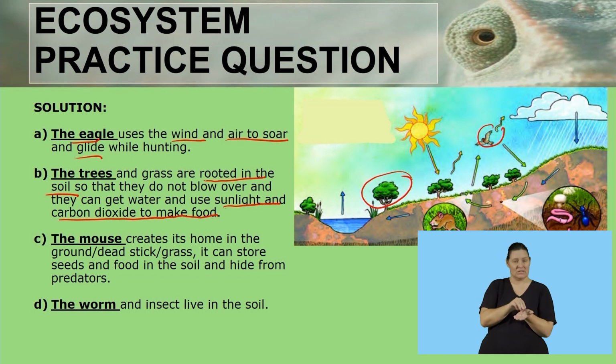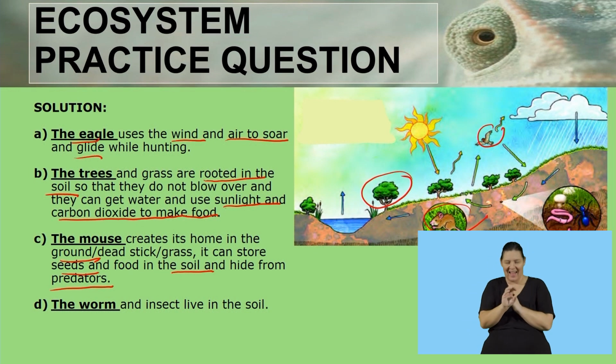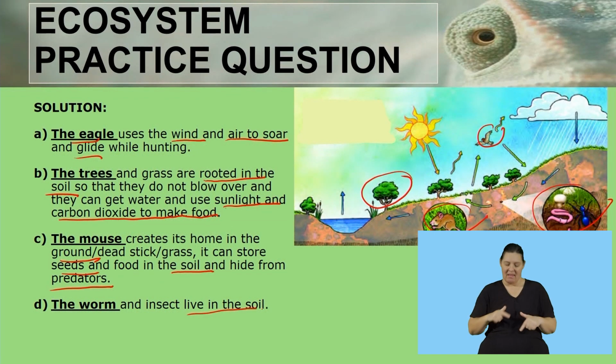And then the mouse, which is here, creates its home in the ground. It can store its seeds and food in the soil and hide from predators. So that is how the mouse is using the abiotic factors to ensure its survival. Then the last one, which is the worm and the insect, they live in the soil. So they use the soil as their habitat. So that is how the living organisms are interacting with the abiotic factors in this environment.